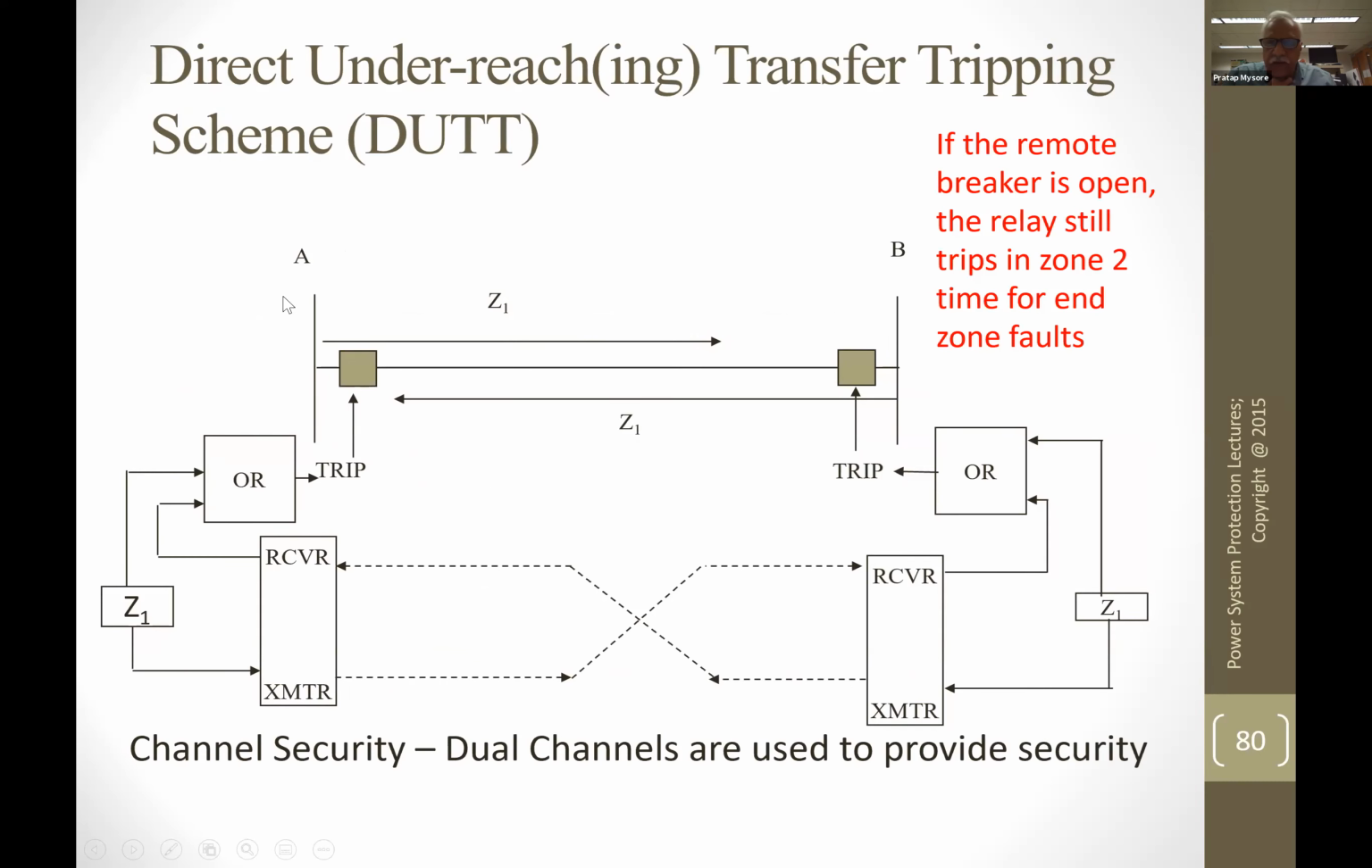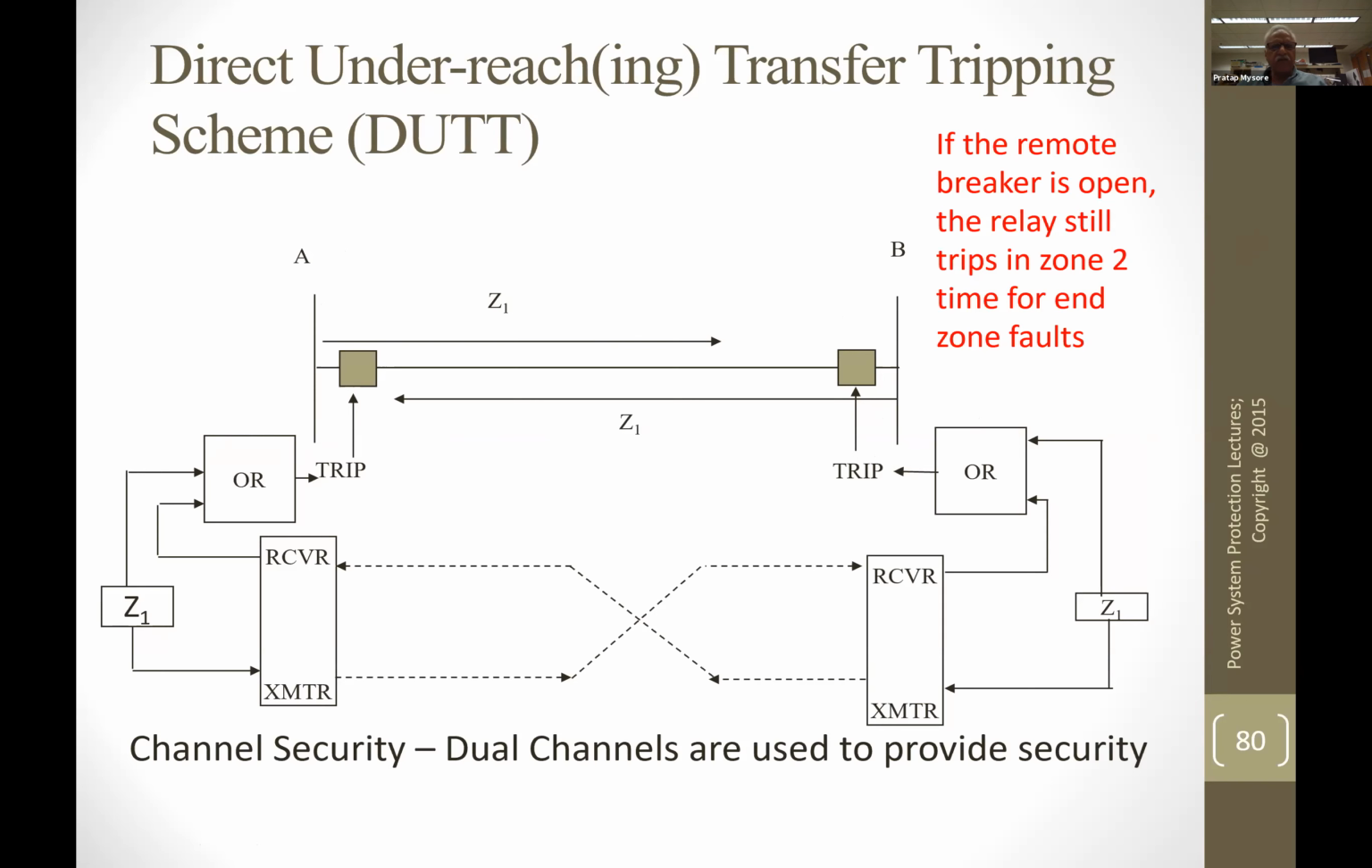scheme here. So when you look at this, I have a zone 1 relay set to reach up to 85%. And zone 2 is also there, but that is with a time delay of 15 cycles, right? Similarly, I have a zone 1 relay looking from B towards A, and zone 2, which is set to go beyond line section A for 25% more with a time delay of 15 cycles.